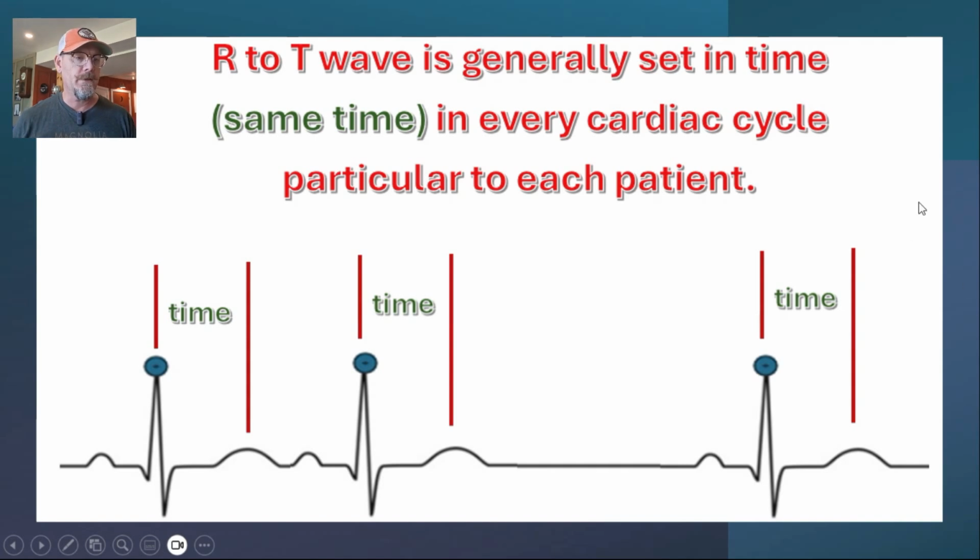We also covered that from your R wave to the T wave, in a particular patient, the time is generally set the same, from your R to the T, again, R to the T and R to the T, in time, that is the same. And that's a very important factor to remember as we move forward.